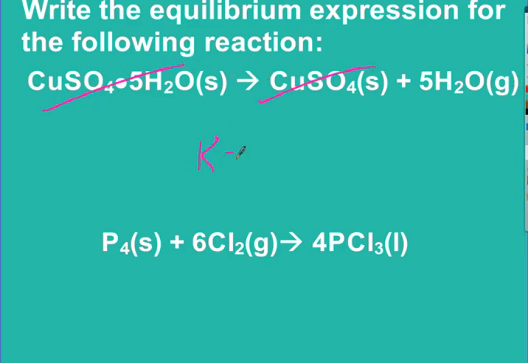Those two should have been crossed out, giving you water to the power of the fifth. And the second one, you should have crossed out that solid and that liquid. In this case, I don't have a product, so it's 1 over chlorine to the sixth.